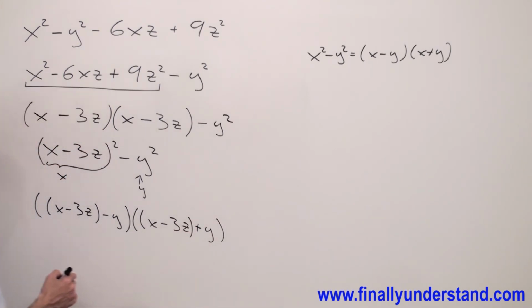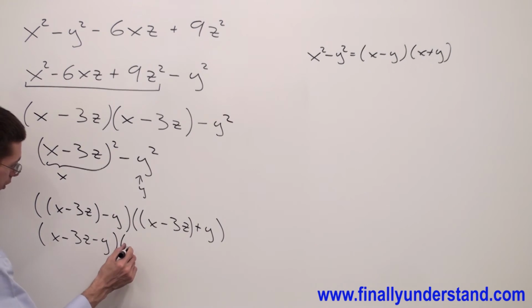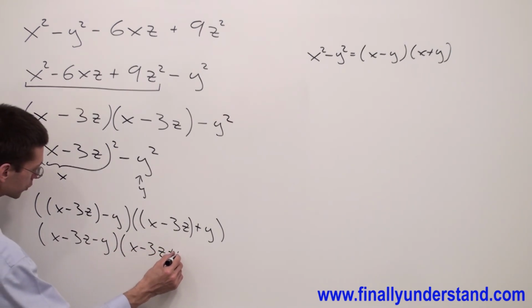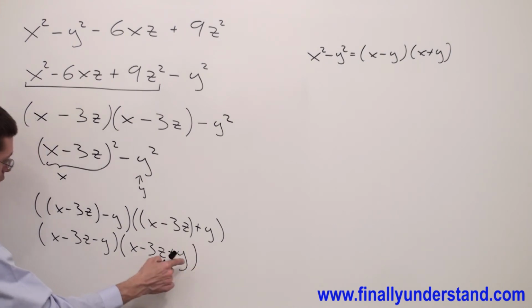Next, I'm supposed to eliminate the parentheses. So I'm going to have x minus 3z minus y times x minus 3z plus y. And this is the solution to my problem.